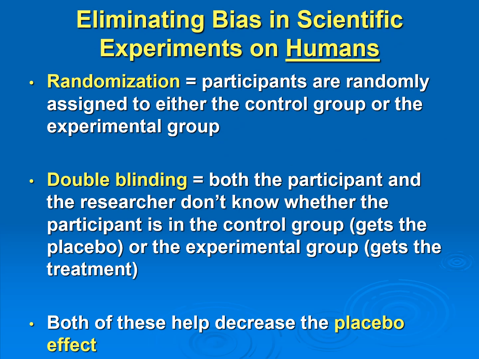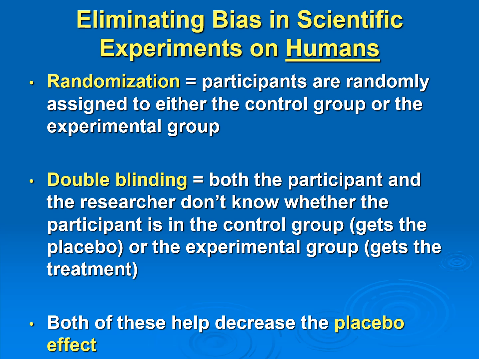Okay, what if you're doing experiments on humans? When you're working with humans, we have the possibility of bias. So bias from the participants, and then also bias from the researchers. So we want to try to eliminate bias. The ways that we eliminate bias would be randomization and double blinding. And both of these are going to help decrease what's called the placebo effect.